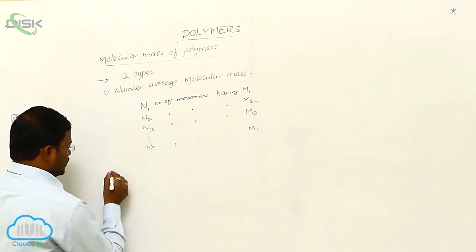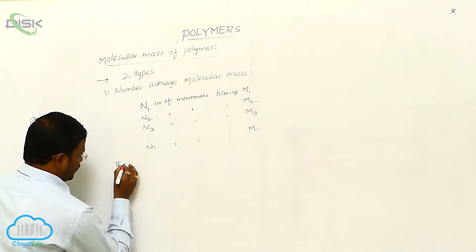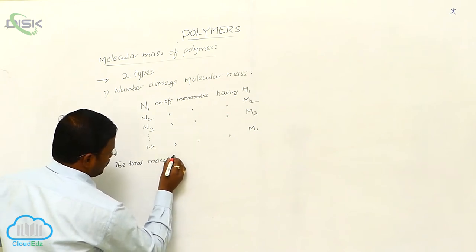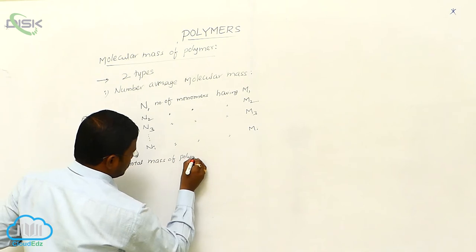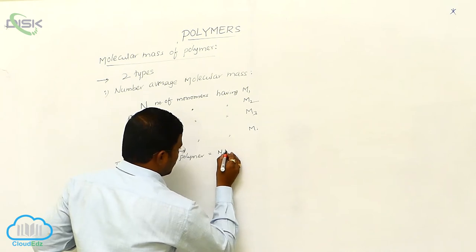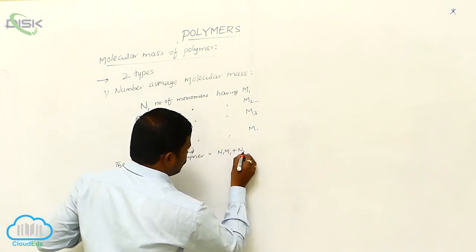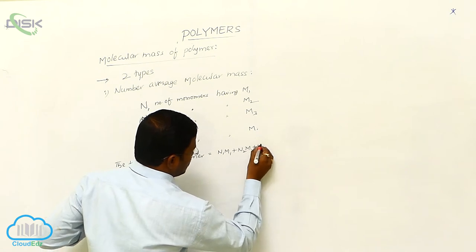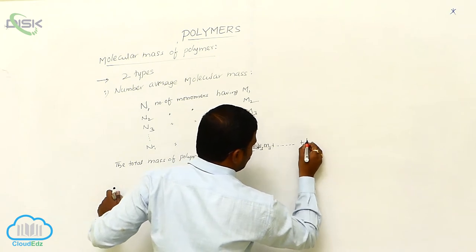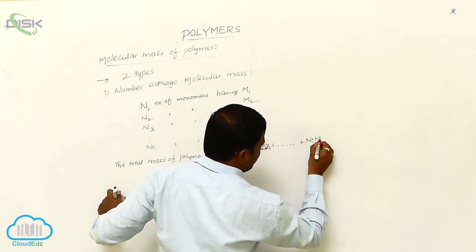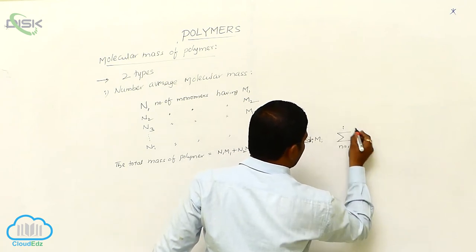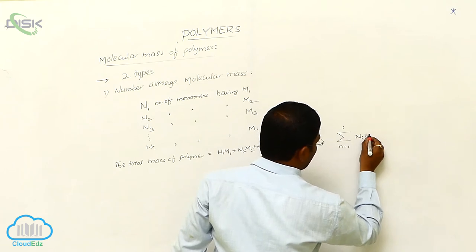it takes place. Then we can consider the total mass of polymer is equal to n1 m1 plus n2 m2 plus n3 m3 plus continuously up to ni mi. We can express it as summation i equals 1 to n of ni mi.